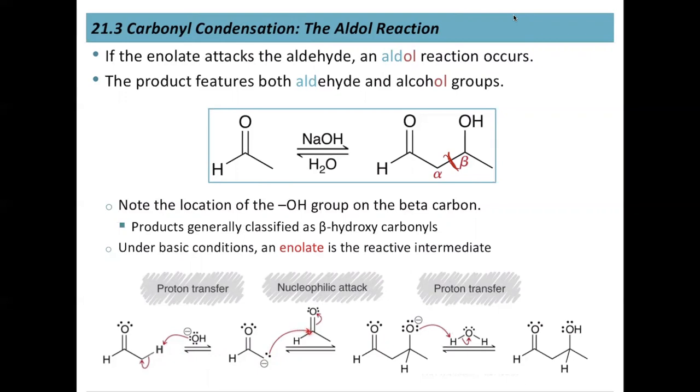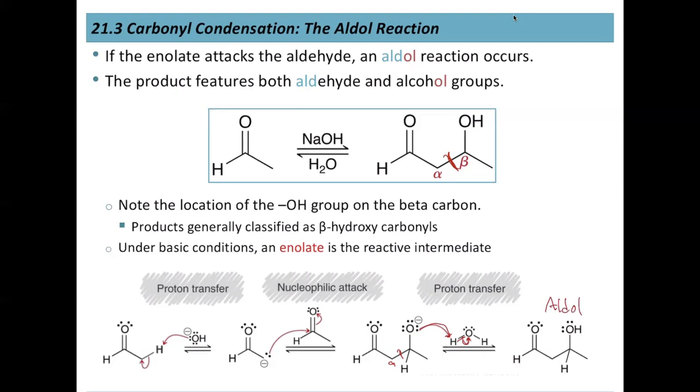So it will go and attack that carbonyl, kicking the electrons up onto the oxygen. And again, what we've done is we've made this bond right here. There's the alpha carbon that we deprotonated. We've made a new bond. We've added to the carbonyl. And then we simply have to protonate with water. And that will give us our aldol product.